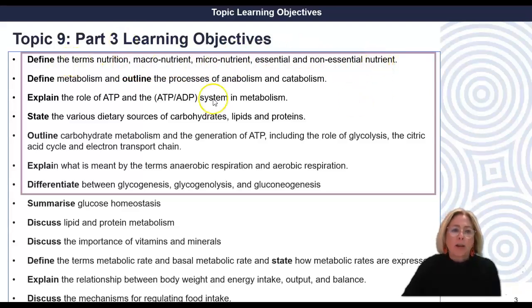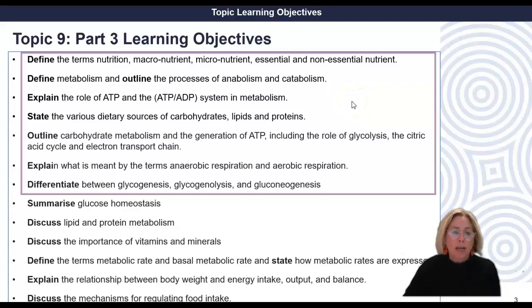Be able to define what we mean by metabolism and outline the processes of anabolism and catabolism. Explain the role of ATP and the ATP-ADP system in metabolism. Be able to state the various dietary sources of carbohydrates, lipids, and proteins.